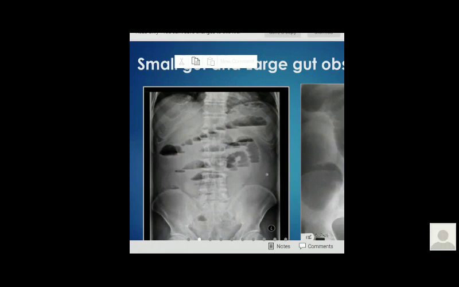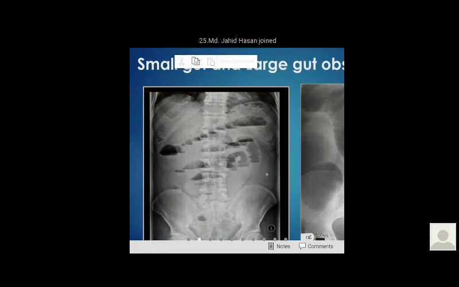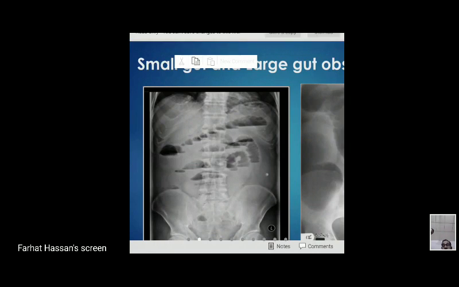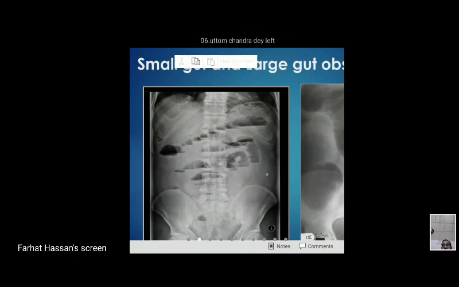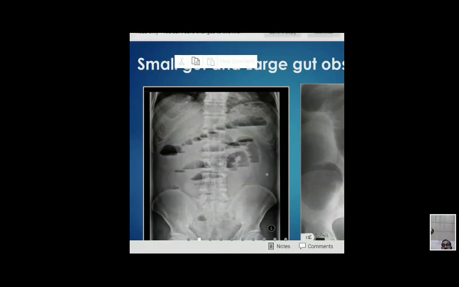Dynamic and adynamic obstruction. Yes, okay. According to peristalsis, there is dynamic and adynamic. According to site of obstruction, there is small bowel and large bowel obstruction. According to mode of onset, acute and chronic intestinal obstruction.